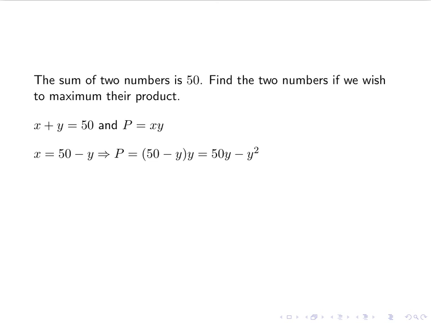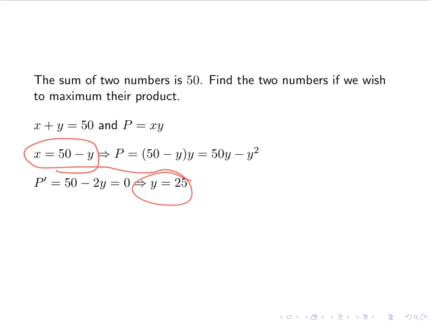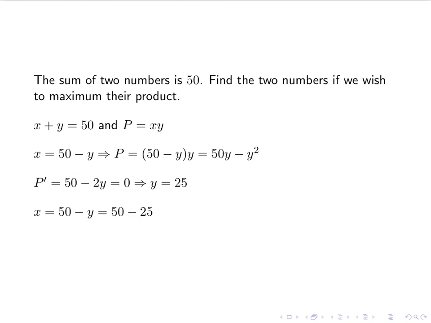So again, that means I want the critical points. So I differentiate it, set it equal to 0, and solve. So hopefully we can see that y equals 25. I'm halfway done. I found one of the numbers. It says find the two numbers. So next, I'm going to plug y equals 25 into the equation that's already x equals. So x equals 50 minus 25, which is also 25. So both x and y are 25 in this case.